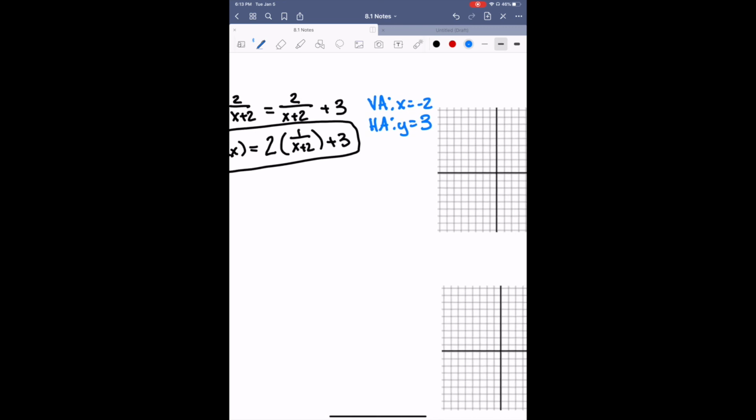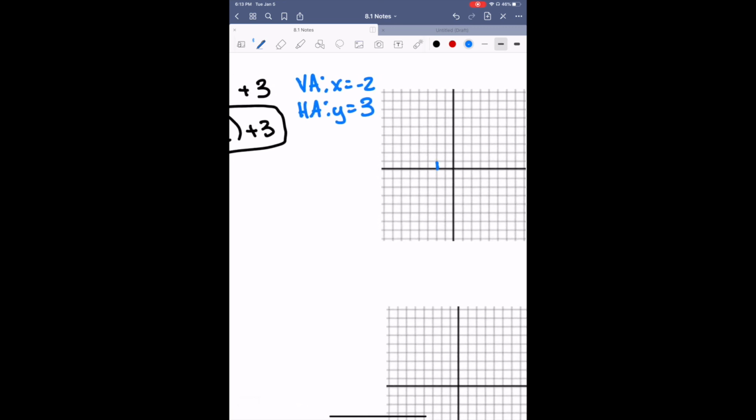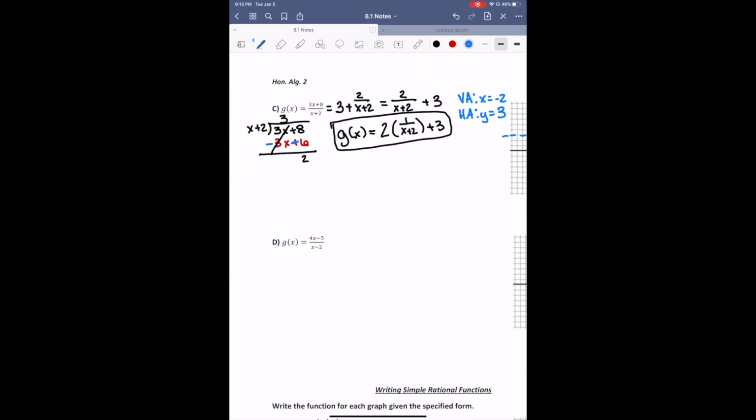Reference points. Actually, let's graph the asymptotes first. -2 for x, +3 for y. All right, now reference points. So we have 1 plus h, which is -2, and 1 times a plus k. Simplify. 1 plus -2 is -1. 2 plus 3 is 5. There's one reference point.